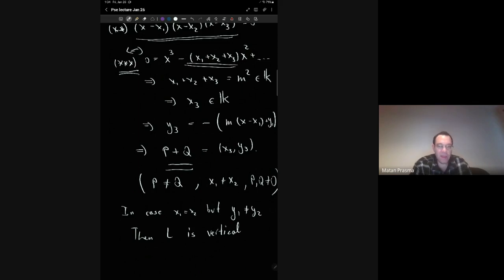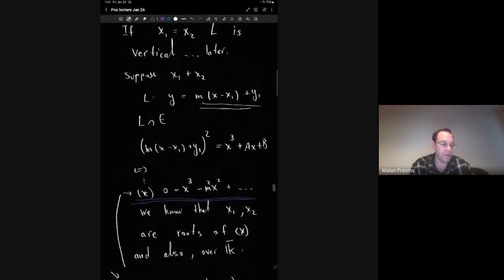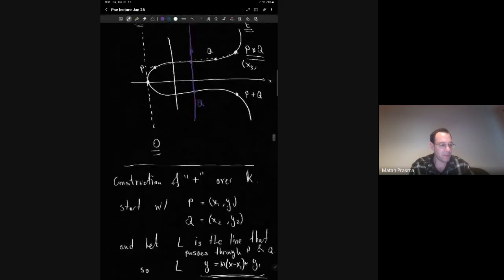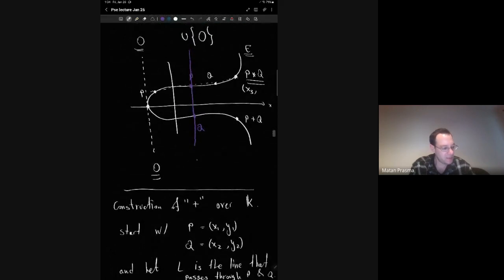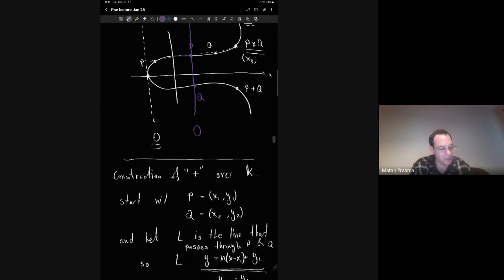And then, of course, L cannot intersect the curve in any finite point, but it will intersect the curve in the point at infinity. This is the purple case. This line will intersect the k rational points at the point at infinity.